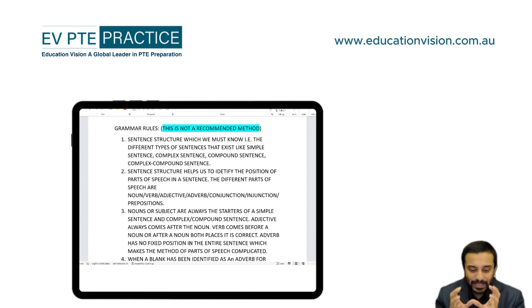So this means that even if I have identified this as an adjective or a noun, the possibility is that it could be an adverb even over there, which is why grammar consumes a lot of time to become perfect at, to master and apply, so that in limited time we can effectively do all the blanks.